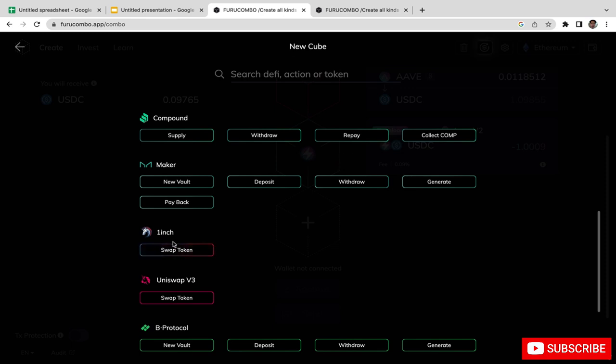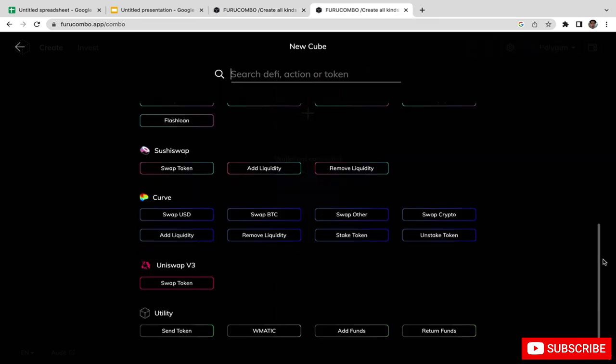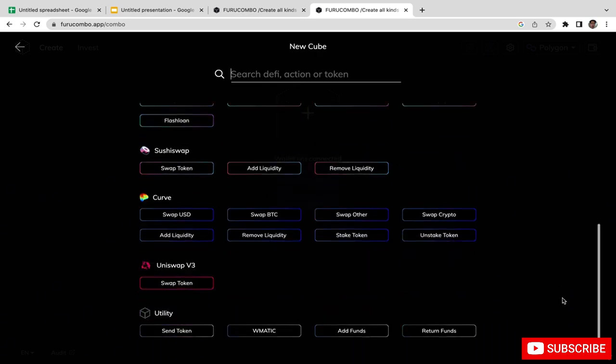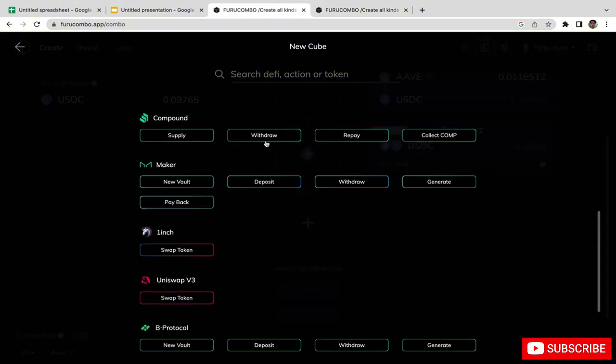However, 1inch, I cannot find 1inch. So 1inch is not available on Polygon Matic. It's only available on Ethereum. Okay, so keep it in mind. There are a few decentralized exchanges that are not available on Polygon Matic, however, they're available on Ethereum.